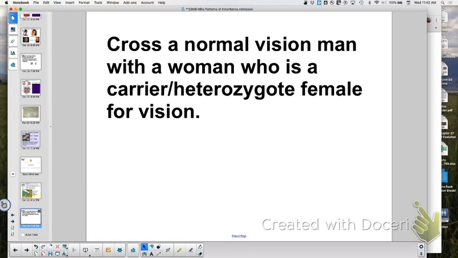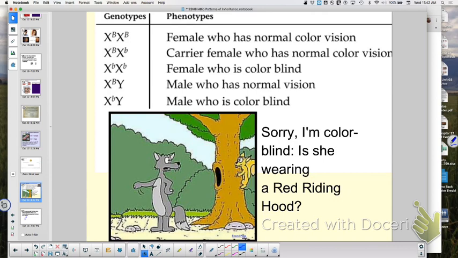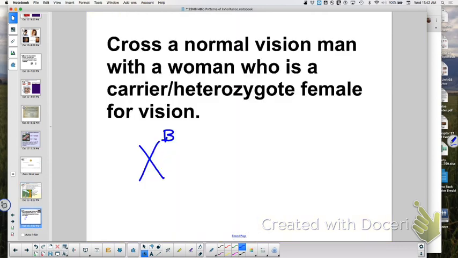If I'm going to have a normal vision man, how would I write normal vision man? Help me. X what? He's a normal vision. Remember, it's weird, normal is big B. I know, it's annoying. He is XBY, and he is a normal male.